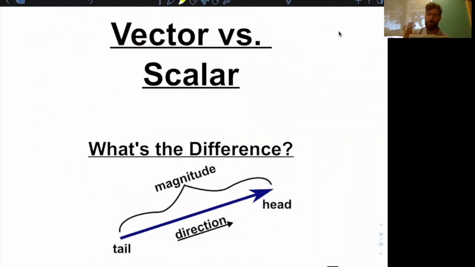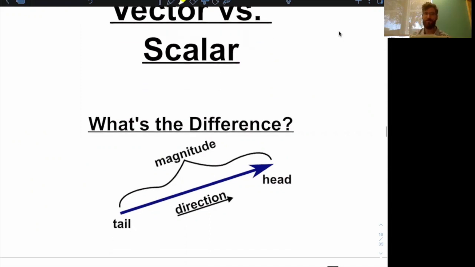Vector and scalar is a really important discussion within physics, and we need to make sure we understand the mathematics behind it and what they actually mean. There's a very huge difference here, ladies and gents. Vectors not only have magnitude, but they also have direction. And that is the real difference here: magnitude and direction. So what does that look like?